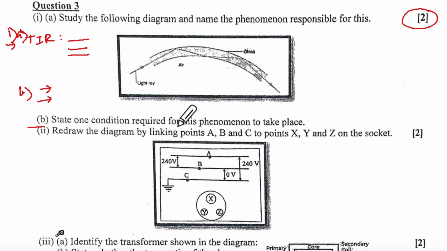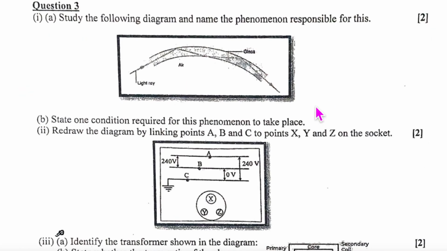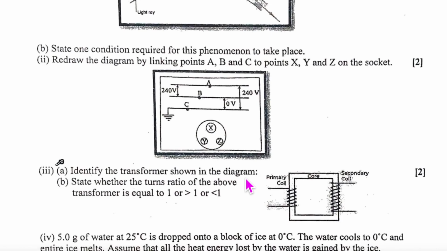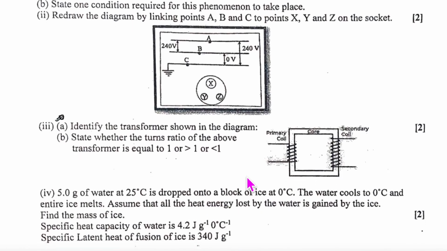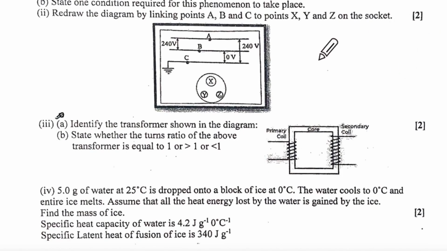Do you know them by heart? Yes, ma'am. The ray should travel from denser to rarer medium, and the angle of incidence should be greater than the critical angle. Correct? So this was a little easy compared to the harsh question 1, no? Okay, let us come to the next one.